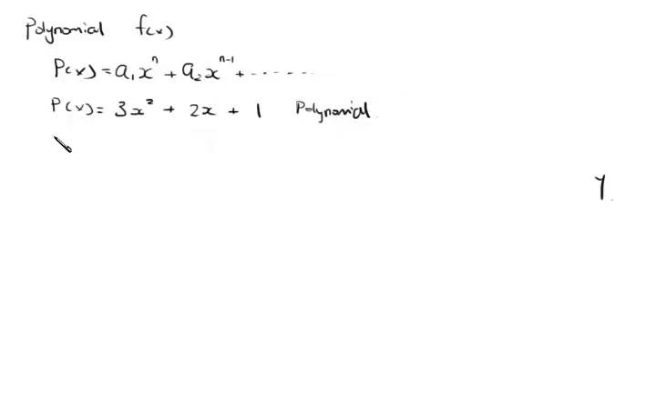Another example of a polynomial is root 2 times x to the power of 3, that's a cubic, plus 4x squared, etc., plus 1, for example. That's also a polynomial. The first one is a polynomial of degree 2, which we call a quadratic.